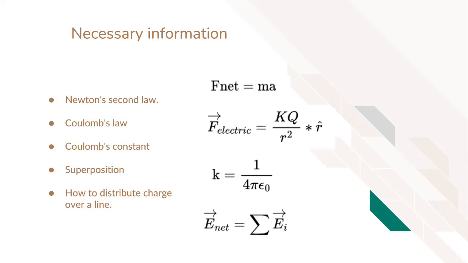And to help us calculate the electric force, we use Coulomb's law, kQ over r squared times r hat. We'll also need superposition, which effectively means that the electric field at a point is a summation of all the individual electric fields at that point. And we also need Coulomb's constant, which is 1 over 4 pi epsilon naught.